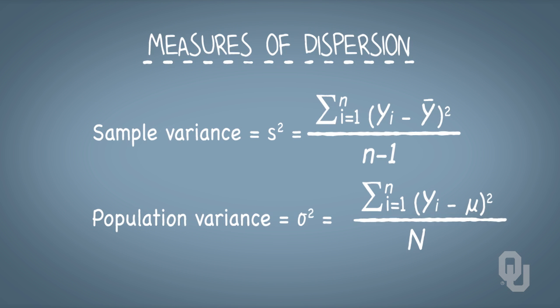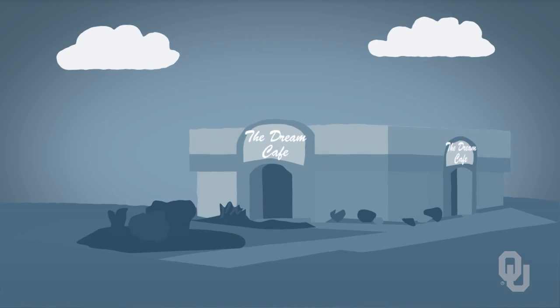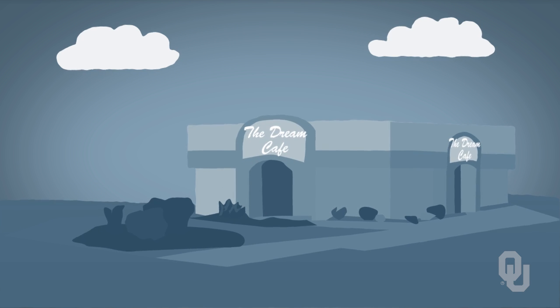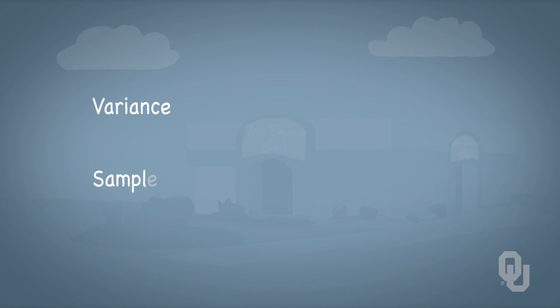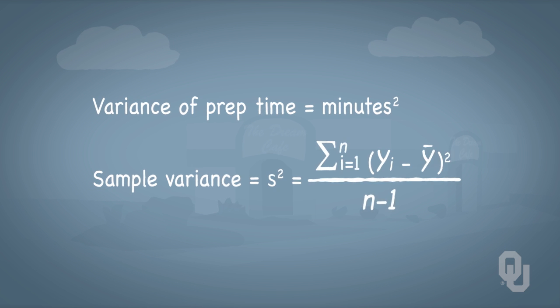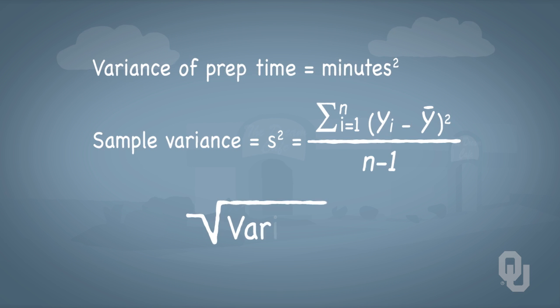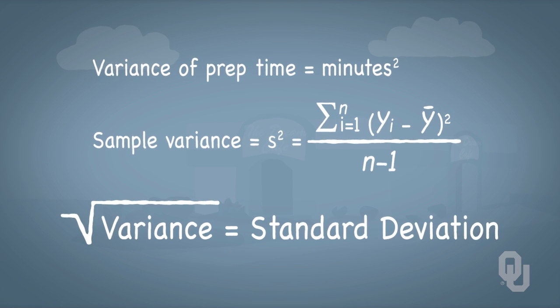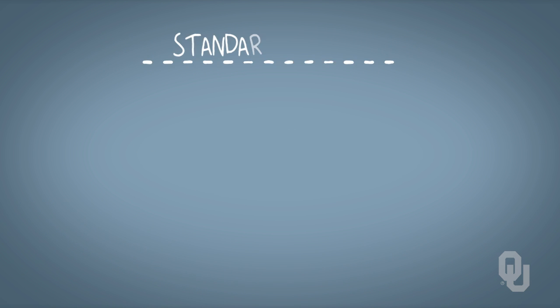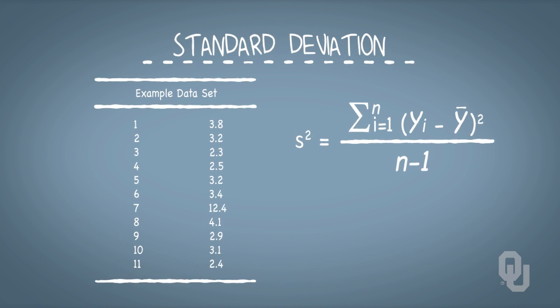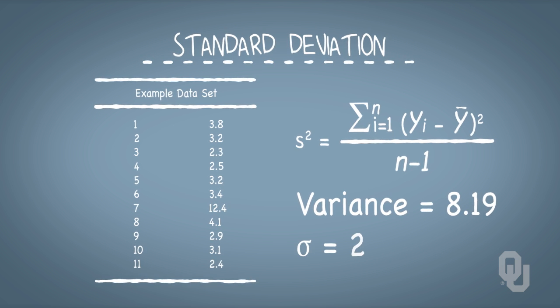One issue with the variance is that it is measured in squared units of the units of our variable. For example, if we're measuring food preparation time at the Dream Cafe, the variance of preparation time would be in minutes squared. Squared units don't make a whole lot of intuitive sense to us, so we often take the square root of variance. This square root is called the standard deviation. Let's go back to our 11 observations whose mean was 3.94. The variance of this sample would be 8.19 and the standard deviation would be 2.86.